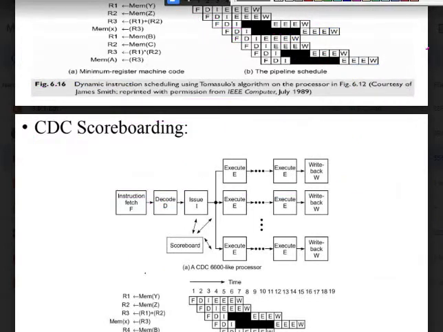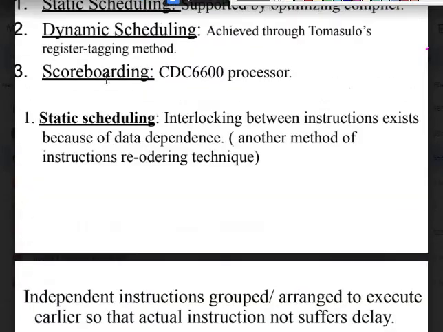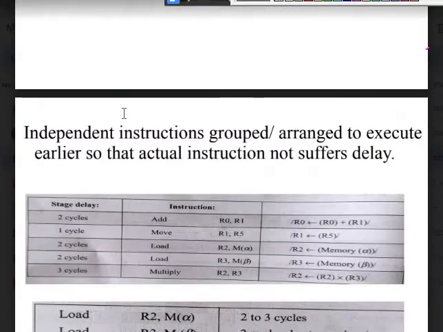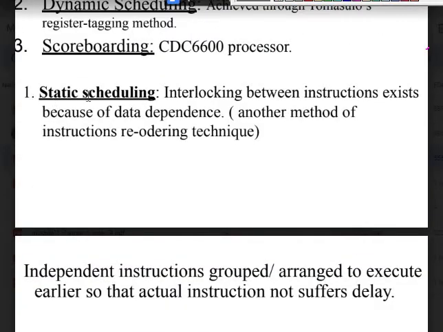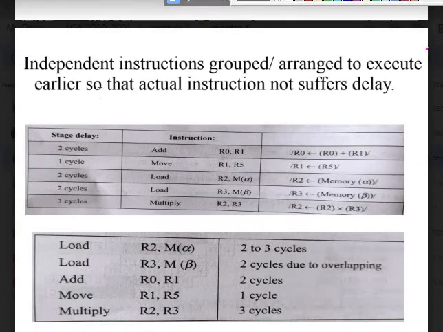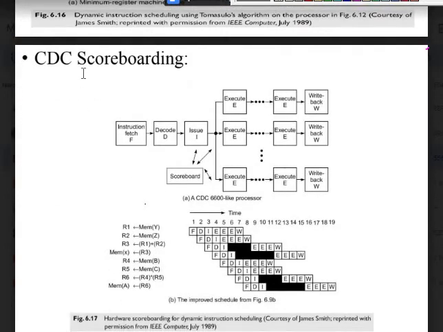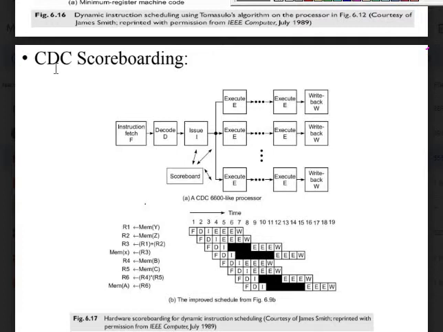Okay, so the next one we have is the third method. I think I have cleared two. One is static scheduling, where we have studied reorder. Reorder means change the order. Okay, I think I discussed static scheduling also. Next, dynamic scheduling through Tomasulo's register tagging method, Tomasulo's algorithm. Third one is CDC scoreboarding. I think they will ask a question either on Tomasulo's algorithm or on CDC scoreboarding.